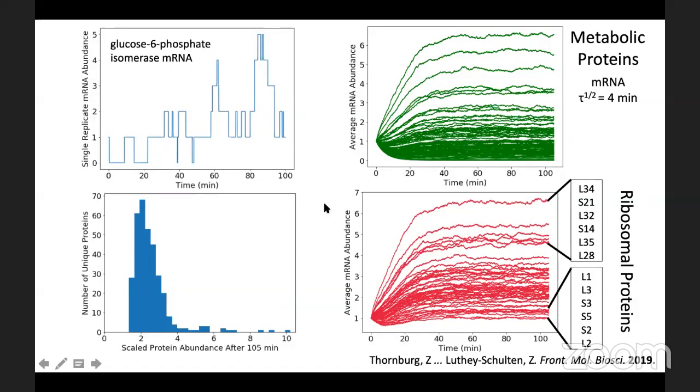And then for our experimental metric that we compare to, we have genome-wide proteomics for this cell. So over the course of a cell cycle, you'd imagine you'd like to double your number of proteins on average. And so here, the x-axis of the histogram shows you the scaled protein counts after 105 minutes of a cell cycle. And these are all scaled for each protein to its own proteomics count.